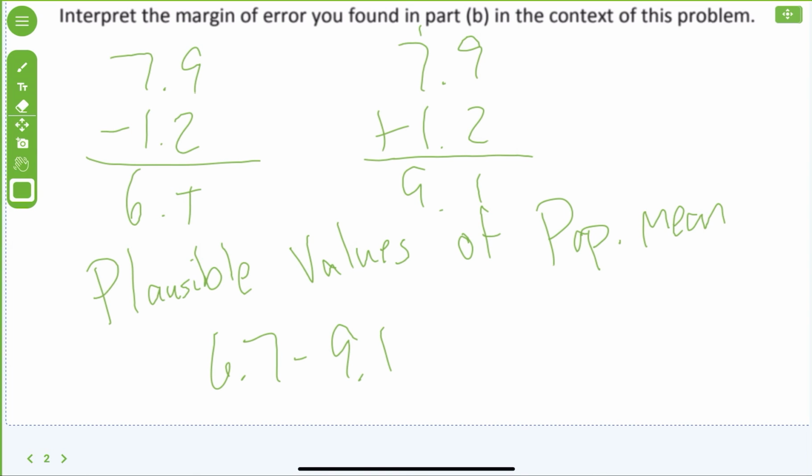Everybody understand what's going on there? Anybody got any questions about that? Okay.